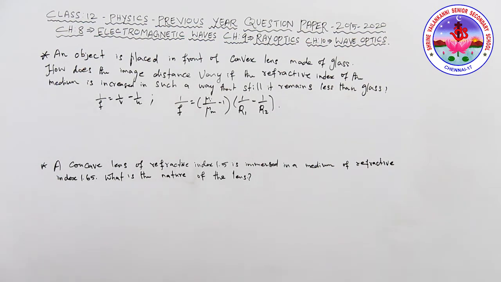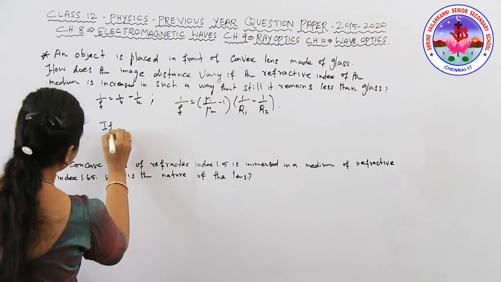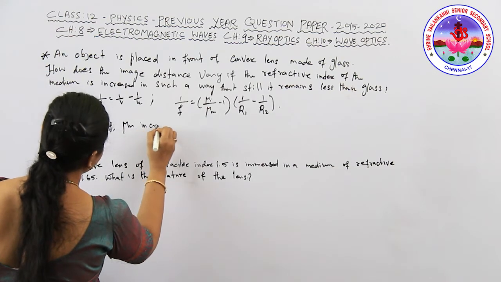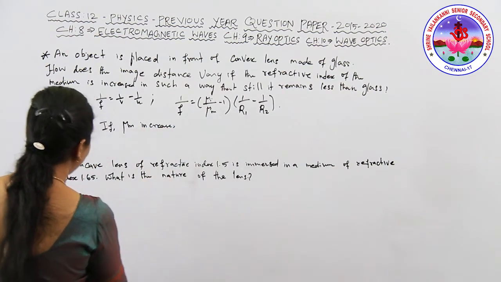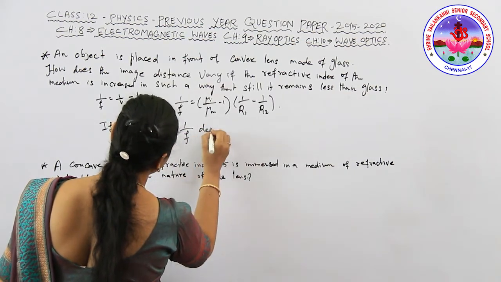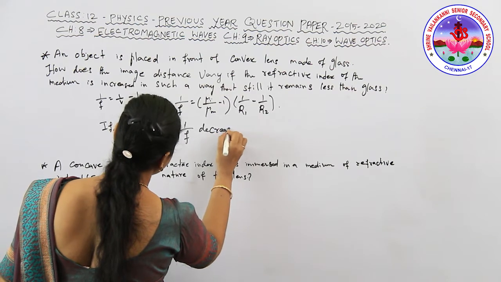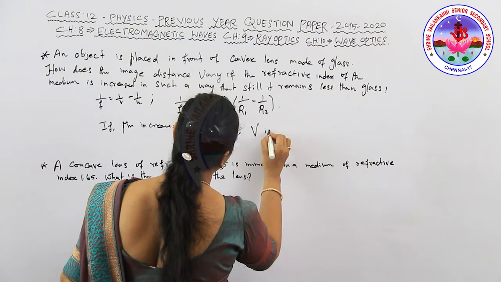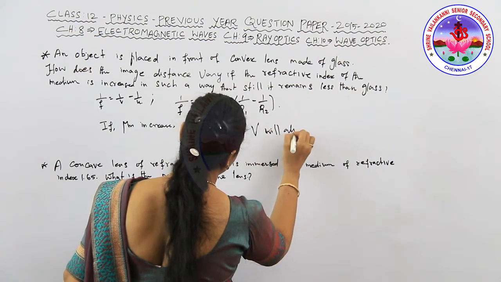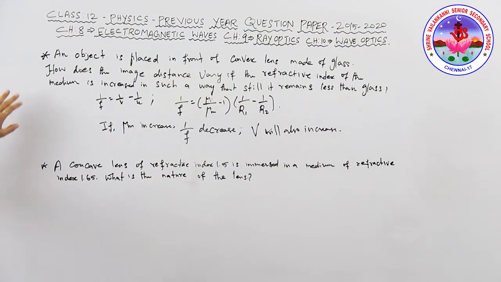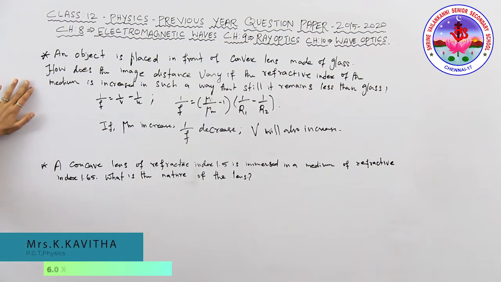So here, if mu_m increases, which means what will happen? The 1 by f value will decrease. So we can say that the v value will also increase. So this will be happening. How does the image distance vary? The image distance v is increasing, right?